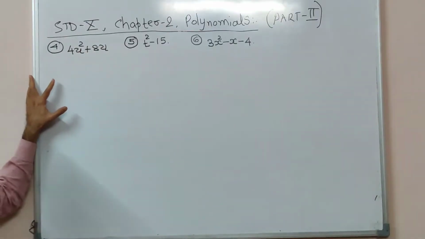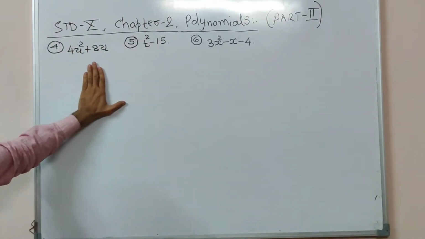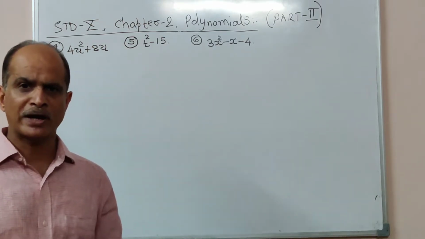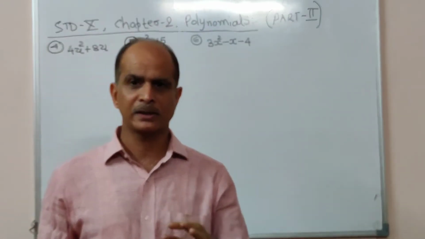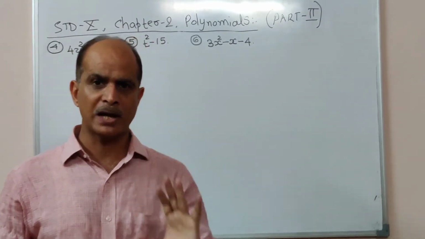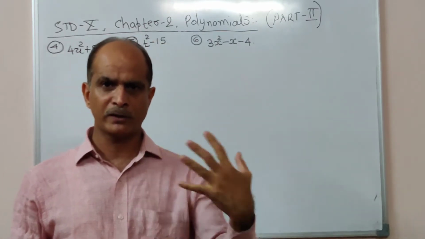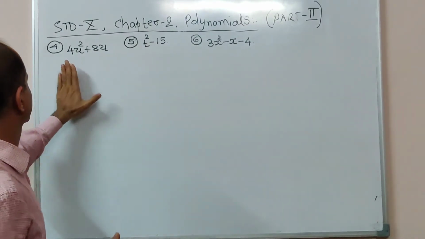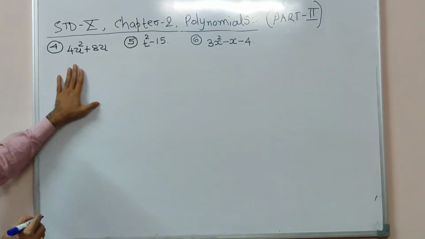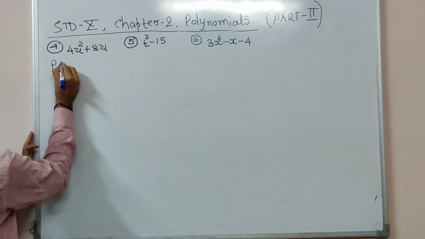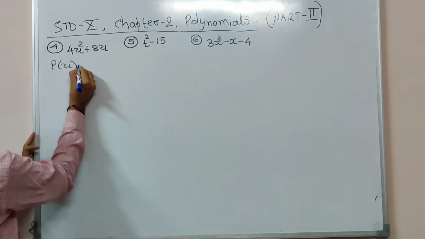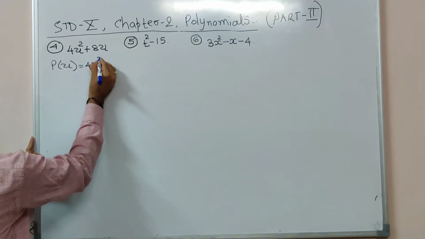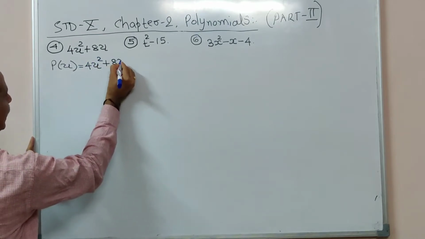Now let me start example number 4. In this example you have to find the zeros and then verify the relationship between zeros and coefficients. Now let me start the fourth example. Here the variable is u. So p(u) is equal to 4u square plus 8u.